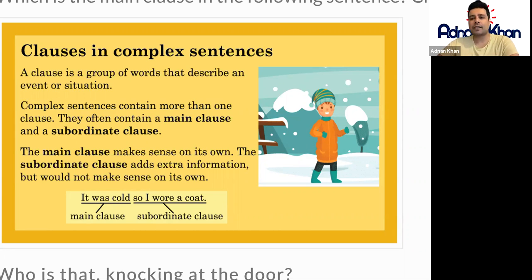So the main clause makes sense just on its own. The subordinate clause adds extra information but would not make sense on its own, and some information that we don't necessarily always need. So let's have a look at this sentence here. So it was cold, so I wore a coat. So the main clause here is it was cold, and the subordinate clause here is so I wore a coat.